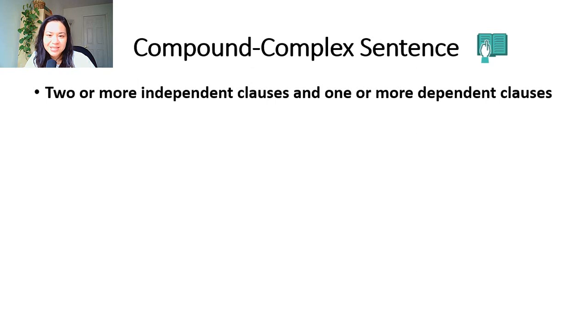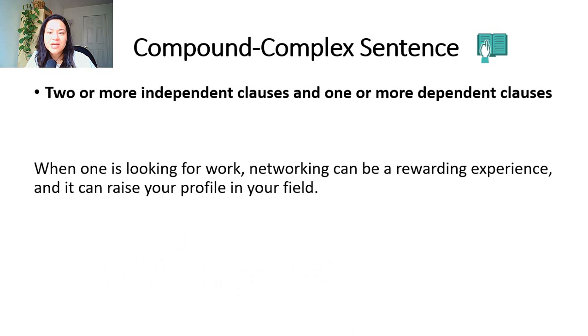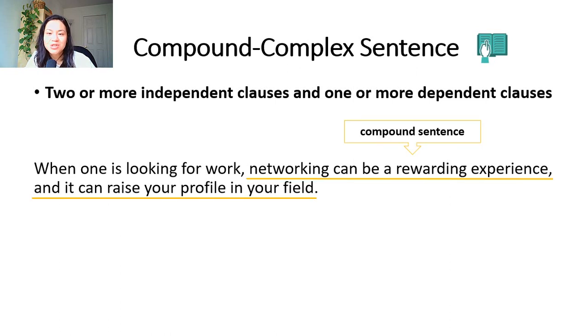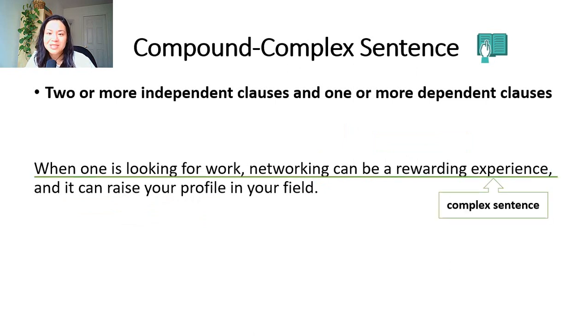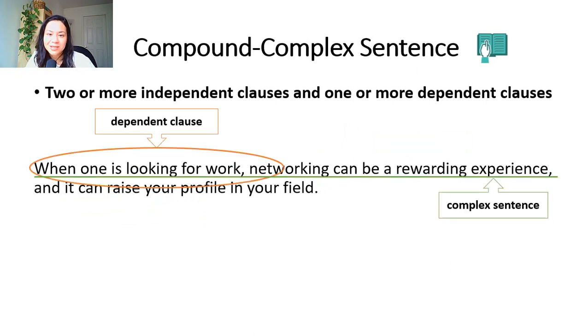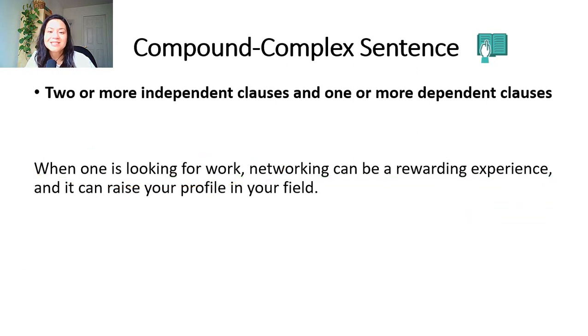However, we use this sentence type when a number of clauses are related to each other and we want to show the intricate relationship between them. Have a look. When one is looking for work, networking can be a rewarding experience and it can raise your profile in your field. A compound complex sentence combines the compound and the complex sentence. The compound part means that it has two or more independent clauses. The complex part means that it has at least one dependent clause. And this sentence also includes a phrase.